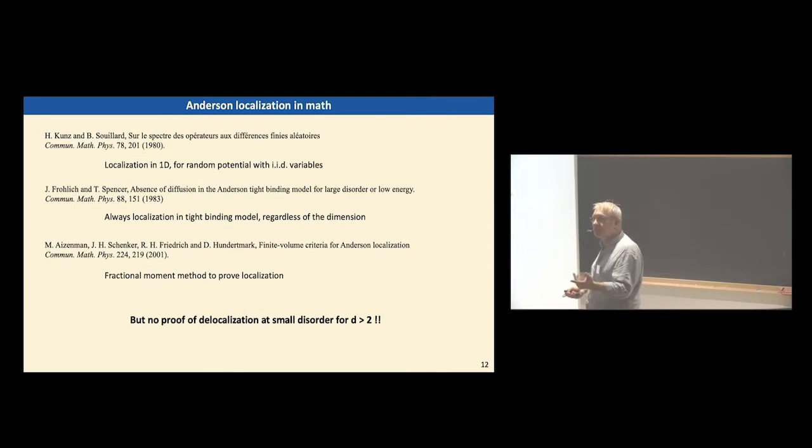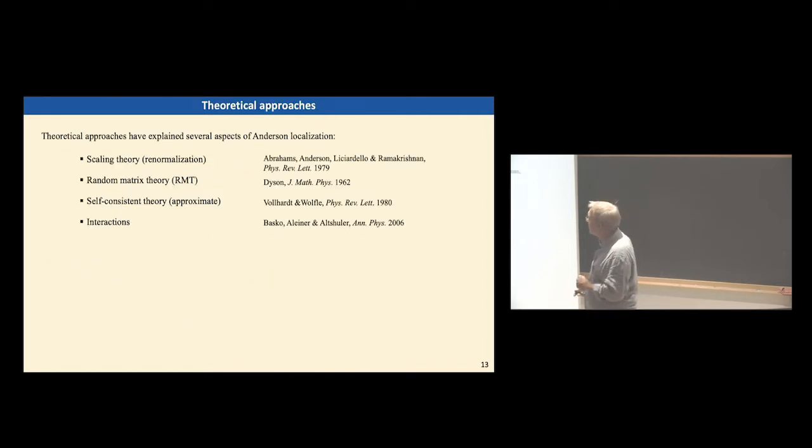They cannot prove that there is delocalization, at least at small disorder. They can prove that at large disorder in the tight binding Anderson model, you have localization. So localization seems not to be too much of a problem. For strong enough disorder, you have localization. Delocalization is the problem. And if you are not able to prove that delocalization exists, you are not even able to prove that the mobility edge exists, or the Anderson transition for that matter. So the dialogue between physicists and mathematicians is very interesting for that.